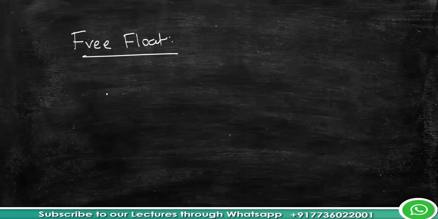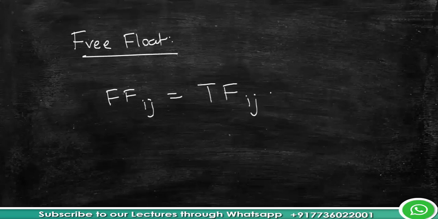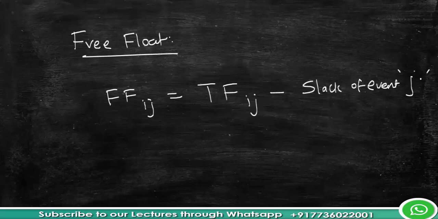So I'll give it as a formula: free float for activity I to j is nothing but total float of the activity I to j minus slack of event j. So the free float basically indicates the value by which an activity in question can be delayed beyond the earliest starting point without affecting the earliest start, and therefore the total float of the activities following it.